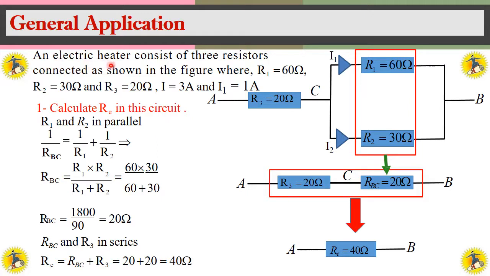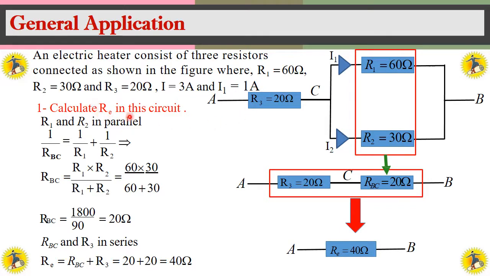Application: an electric heater consists of three resistors connected as shown in the figure, where R1 is 60 ohm, R2 is 30 ohm and R3 is 20 ohm. The total current equals 3 ampere and I1 equals 1 ampere.